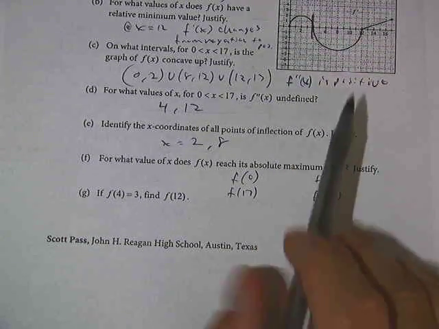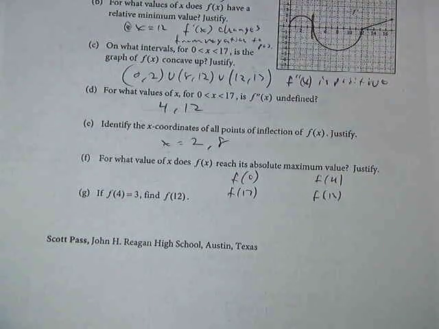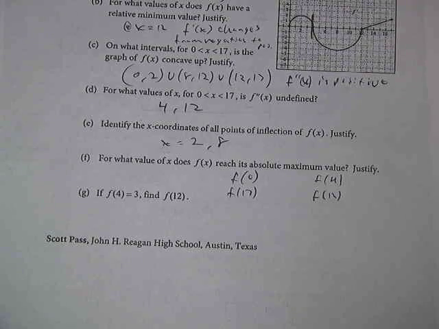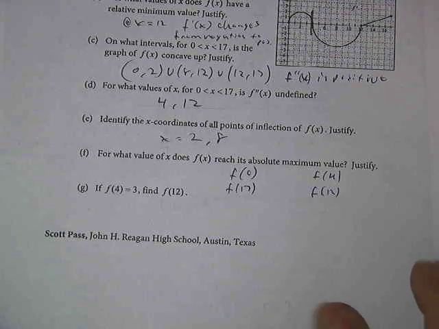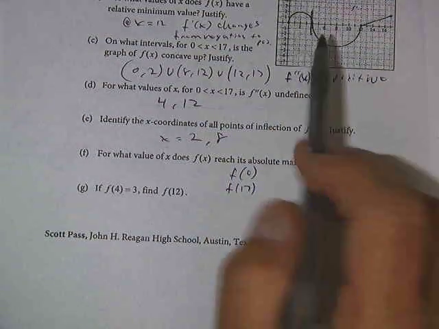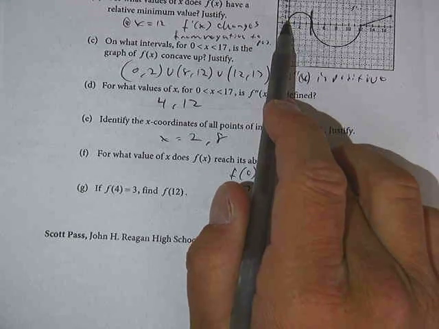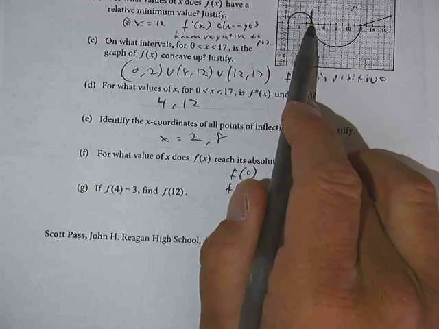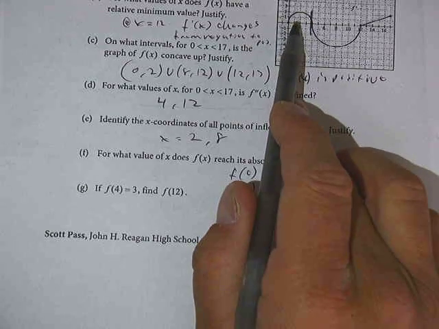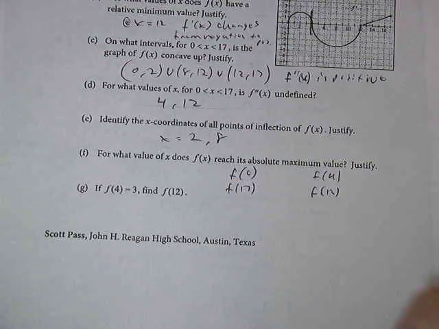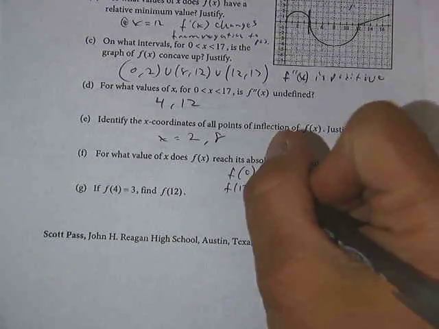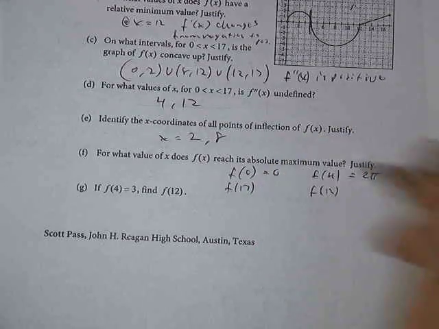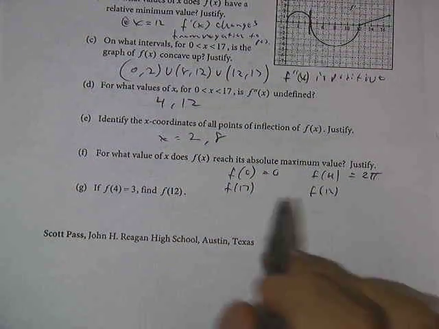And it says for what value of x does little f here, which is the function here, reach its absolute maximum value. Again, those are going to occur at our critical points. And keep in mind that 0 and 17 are candidates. So we do f of 0, f of 17, and our derivative is equal to 0 at 4 and at 12. So those ultimately would be our 4 candidates for when we could possibly have an absolute maximum.